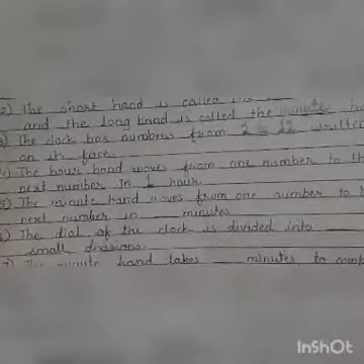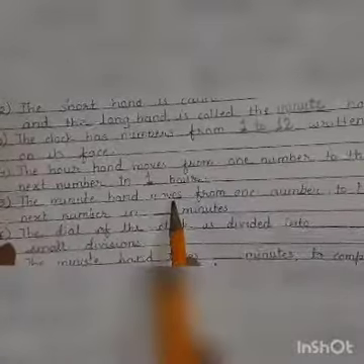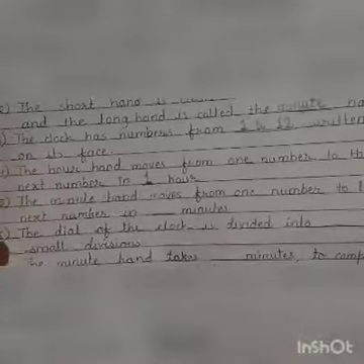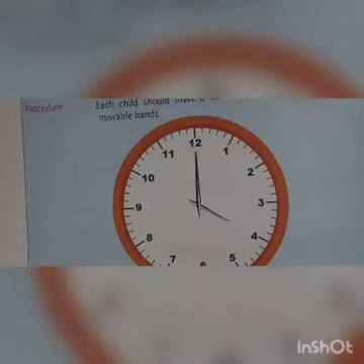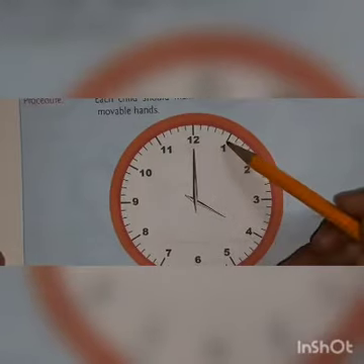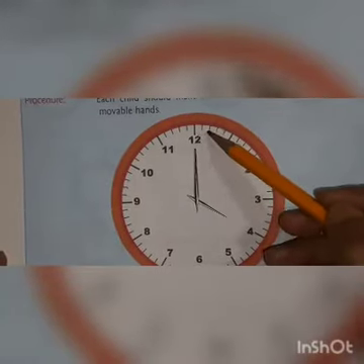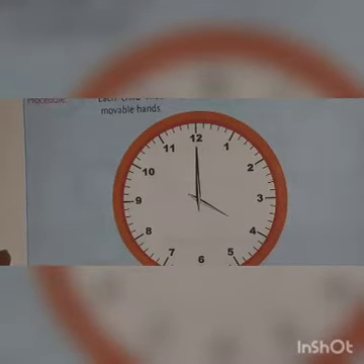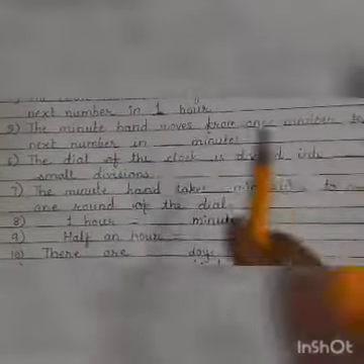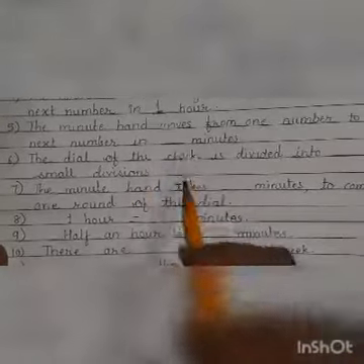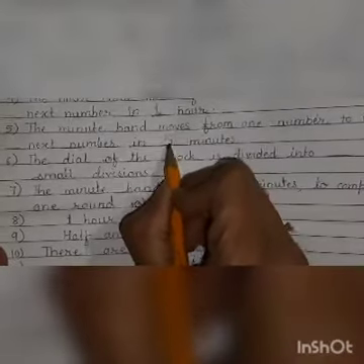Next one, fifth one. The minute hand moves from one number to the next number in dash minutes. See students, the minute hand is this. It moves from this number to this number in 1, 2, 3, 4 and 5, 5 minutes. So we'll write the fifth one's answer here: the minute hand moves from one number to the next number in 5 minutes.